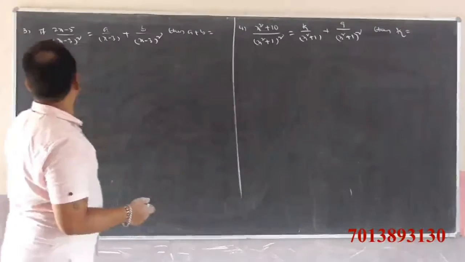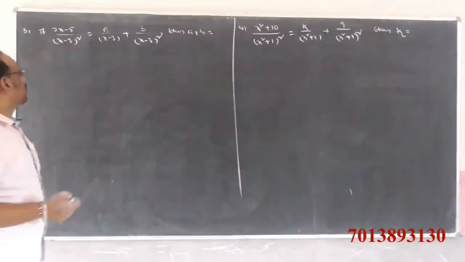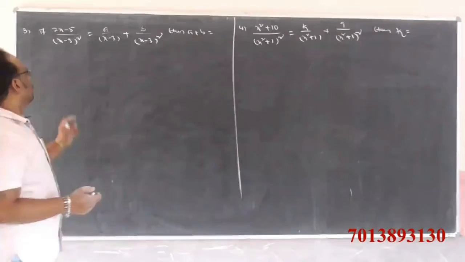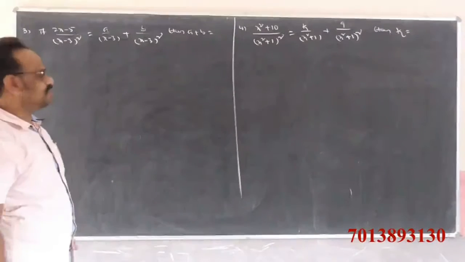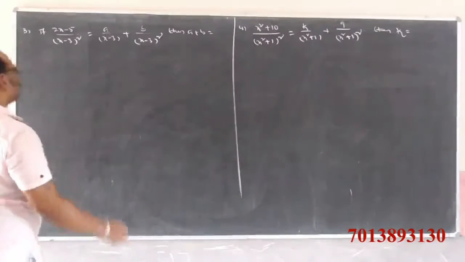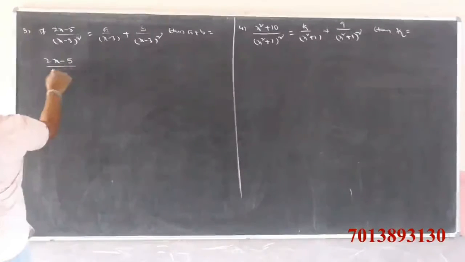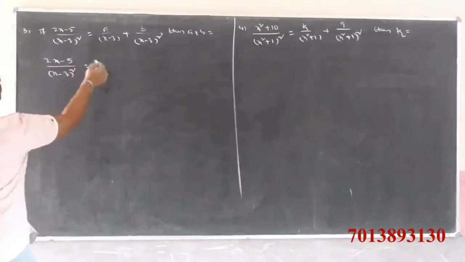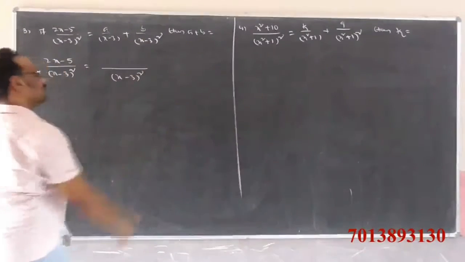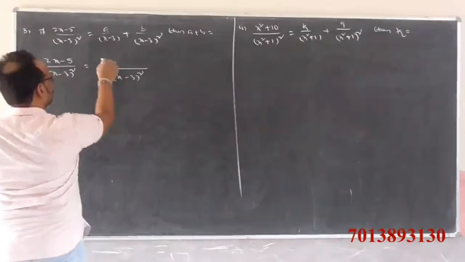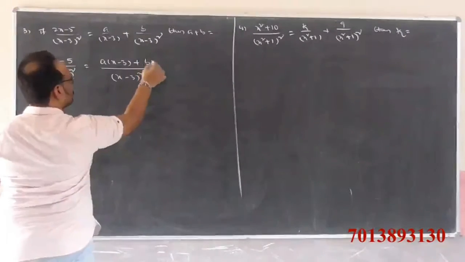Next, the third one. If 2x minus 5 by x minus 3 whole square is equal to a by x minus 3 plus b by x minus 3 whole square, what is the value of a plus b? We want the value of a plus b. So clearly observe here, if you take the LCM, the LCM is nothing but x minus 3 whole square. So 2x minus 5 by x minus 3 whole square is equal to a into x minus 3 plus b over x minus 3 whole square.